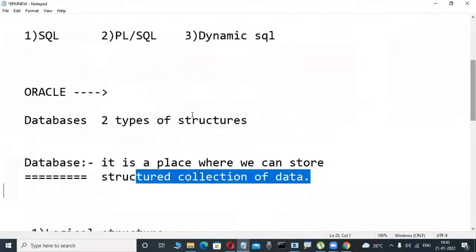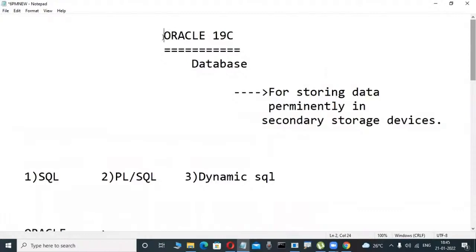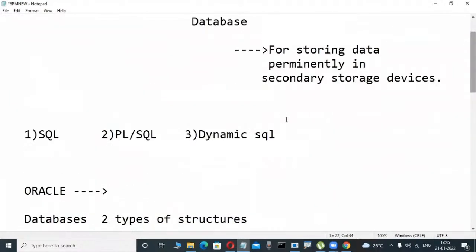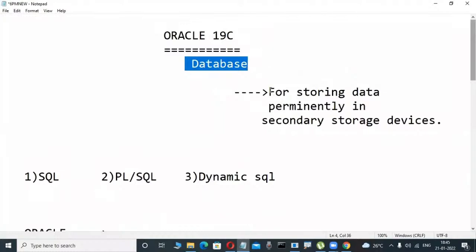Understood? Now, Oracle is a product from Oracle Corporation. In our course, we are learning the 19c version only. This is a database product. If anybody asks what a database is, as developers we say it is a place where we can store a structured collection of data. That is the logical side. The purpose of databases is not only storing data permanently, but also efficiently retrieving and fetching data from that place.